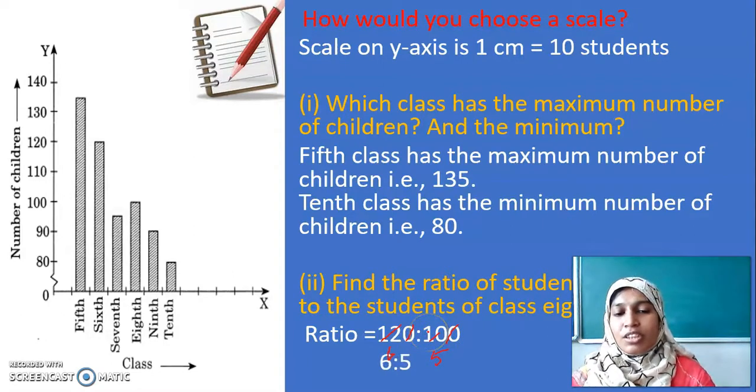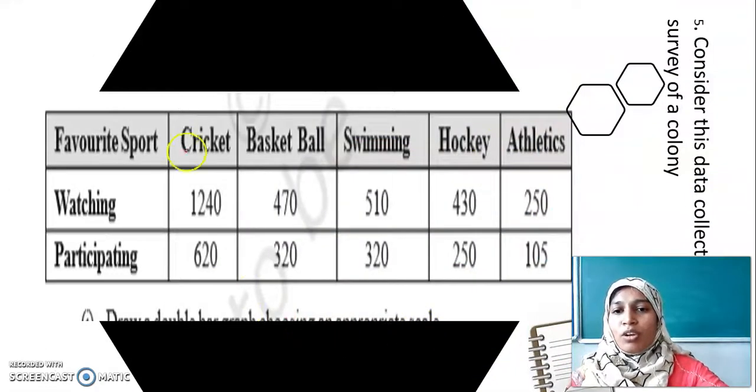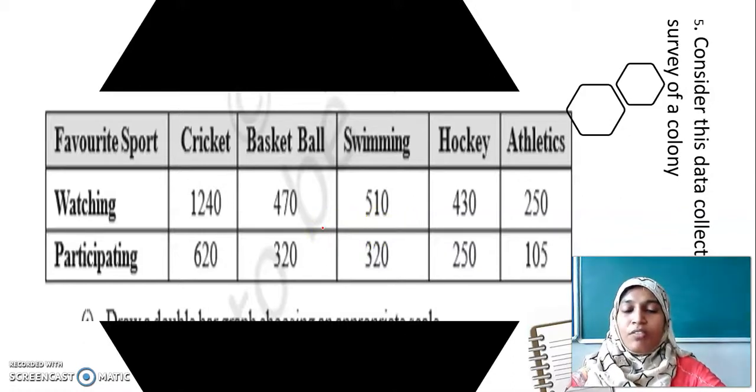Hope it is clear, my dear children. Shall we get into the next question now? The next question is favorite sport: cricket, basketball, swimming, hockey, athletics. And I have data on watching these sports and also participating in these sports. So what diagram are we going to draw now? We are going to draw a bar graph. What bar graph? Single bar graph or double bar graph? Very good. We are going to draw a double bar graph.